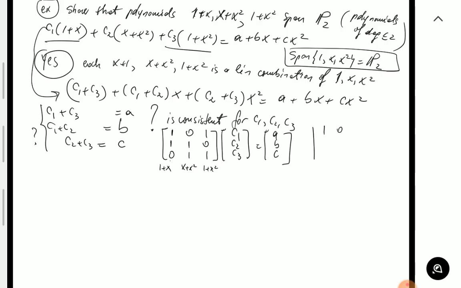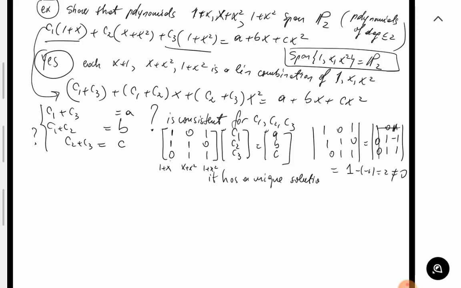Again, I can look at the determinant. That's the easiest thing to do probably. Let's create some zeros. Let's say I subtract the first row from the second. So I get 1 minus 1, 1 minus 0, 0 minus 1, and expand by the first column. And you get 1 minus negative 1, which is 2, and that's not equal to 0, so therefore it has a unique solution, right? So the answer is yes, this set of polynomials will span the entire vector space.